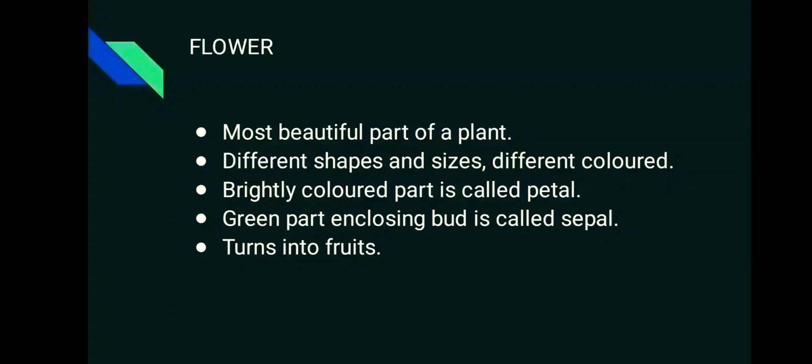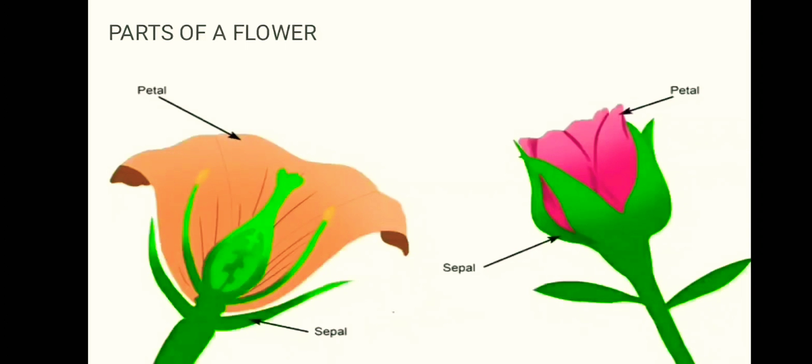If I revise, what is the most beautiful part of a plant? Flower. It is of different shapes and sizes. The brightly colored part of a flower is called petal. And the green part of a flower that encloses the bud is called sepal. What is the function of sepal? The function of sepal is to provide protection to the flower.